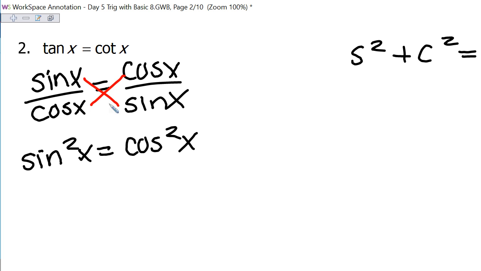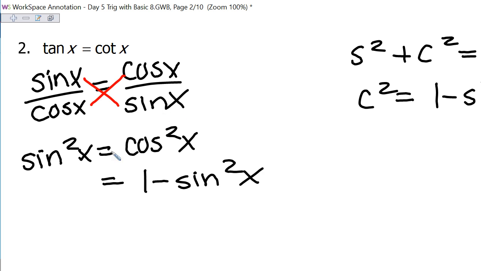What could I replace cosine squared with? Yeah, cosine squared is equal to 1 minus sine squared. So instead of cosine squared, change that to 1 minus sine squared of x. The left side, drop it down. Now we have the same trig function. So now we can go ahead and finish solving this.